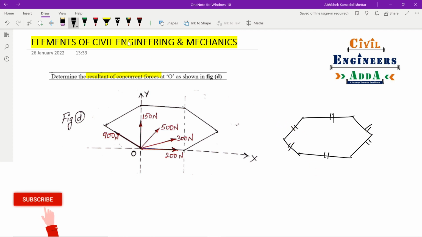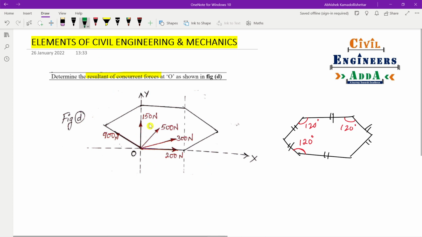Also, the internal angle between two sides is 120 degrees. So the internal angle is 120 degrees everywhere. It is 120 here, and here as well. So in that case, our complete angle here would be how much? I hope you are getting that point. That would be 120 degrees.